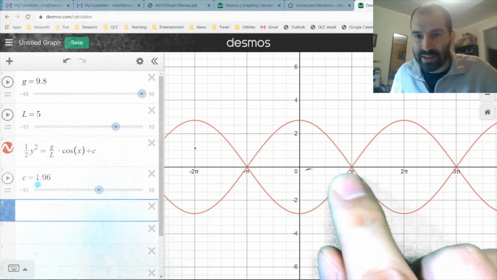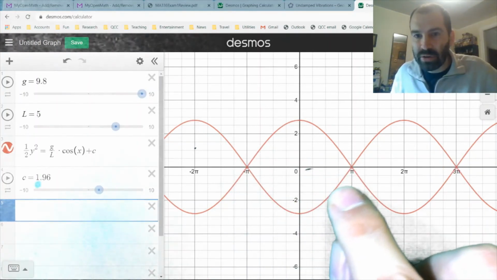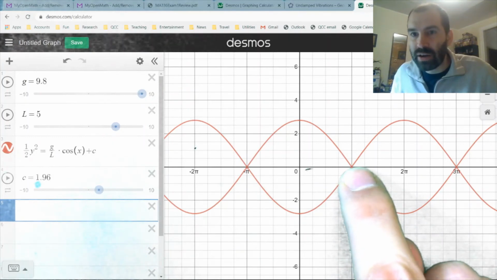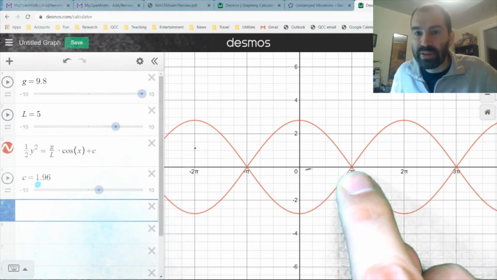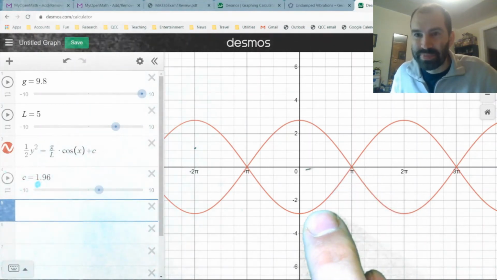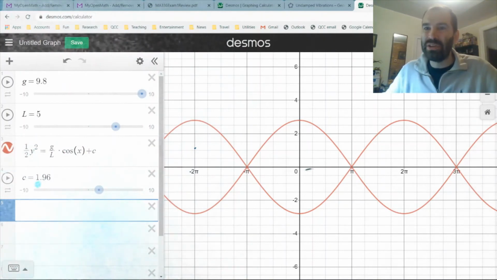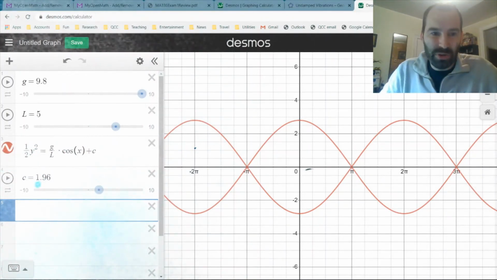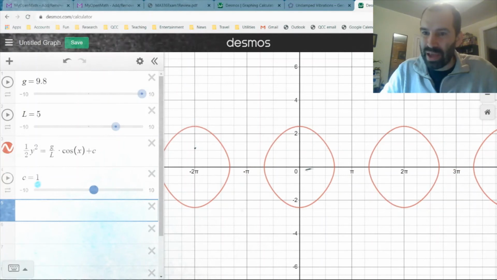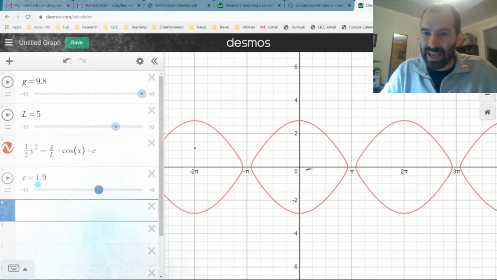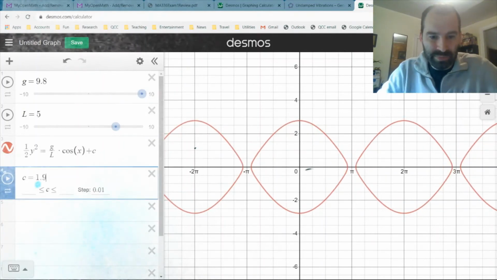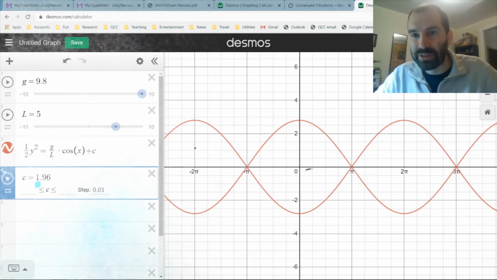I almost forgot to say this. This curve that goes between these points of unstable equilibria is called a separatrix. It sounds like a made-up word, but it separates the phase plane into the two different types of behavior, this versus this. And that curve that was right in between is called the separatrix.